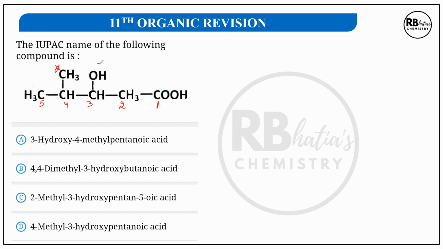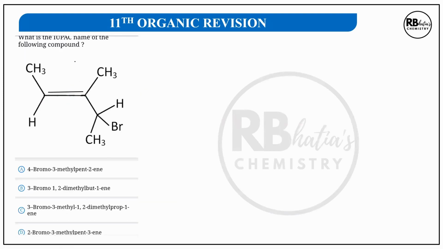The name becomes 3-hydroxy-4-methyl, with h coming first. So 3-hydroxy-4-methylpentanoic acid. Pentanoic acid. We could also write pentane-1-oic acid. So the A part becomes the right answer. Moving on to the next.